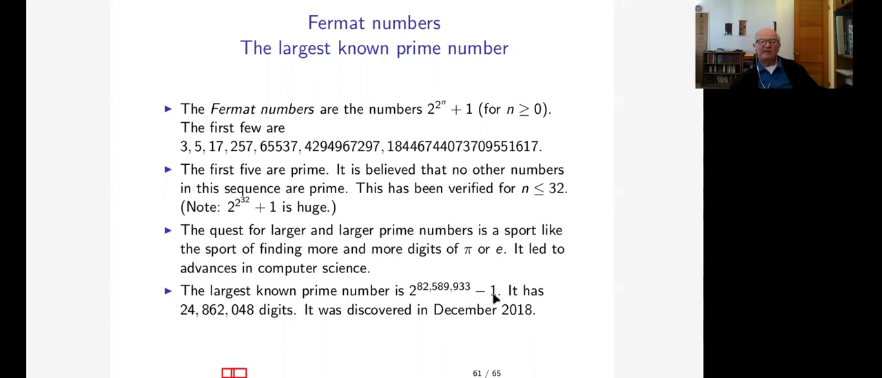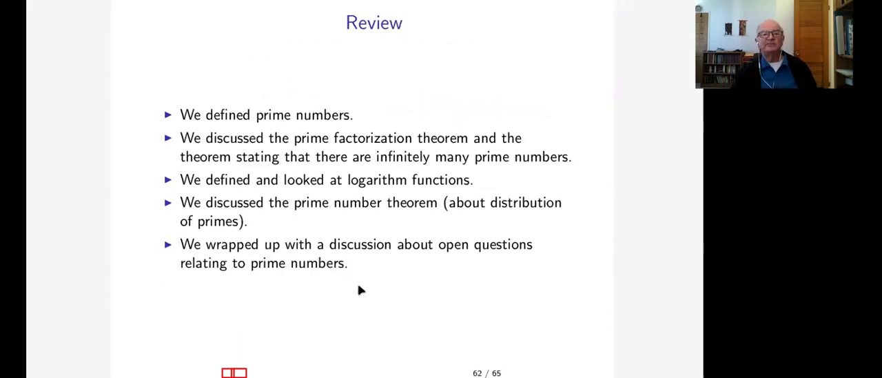I mean, somebody took the number and verified that it's prime, and the quest for higher and higher prime numbers goes on. And among mathematicians, and even actually more like computer scientists, whoever discovers a bigger number has an achievement, like a life achievement. This quest for larger and larger prime numbers is similar to the quest for finding more and more digits of pi or of e, and they led to very big advances in mathematics and computer science.